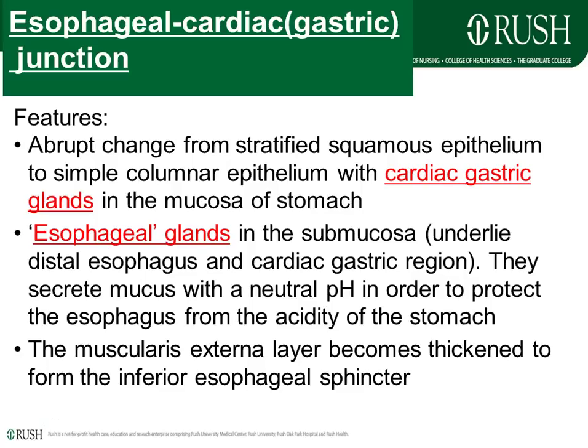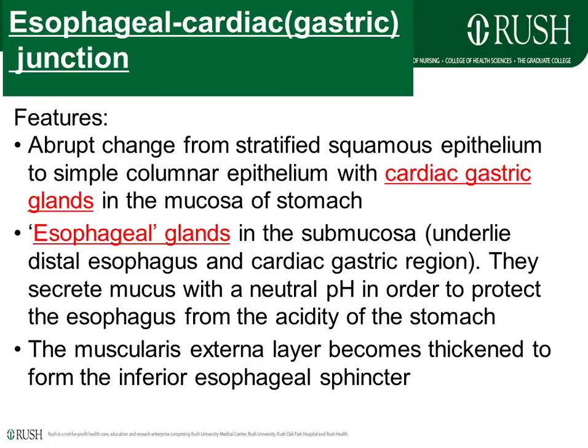Where the stomach meets the esophagus, there's a very specialized region called the esophageal cardiac junction. This region has a couple of very characteristic features. You have, first of all, a very abrupt change from the stratified squamous epithelium that lines the esophagus to simple columnar epithelium that lines the stomach and indeed the majority of the gastrointestinal tract.